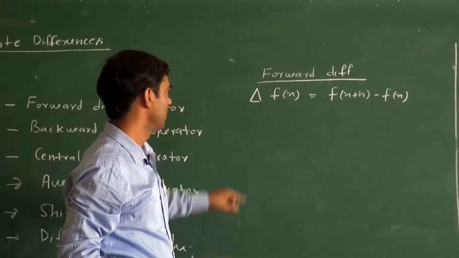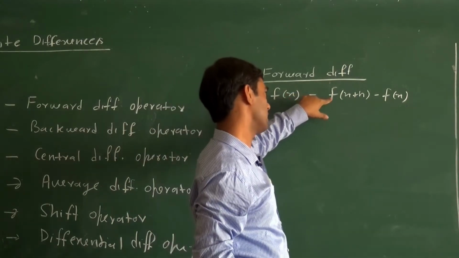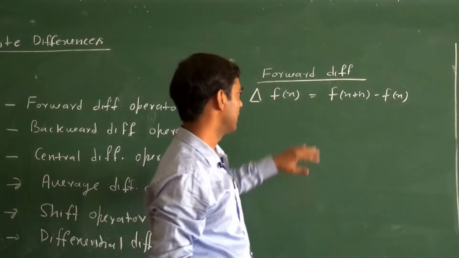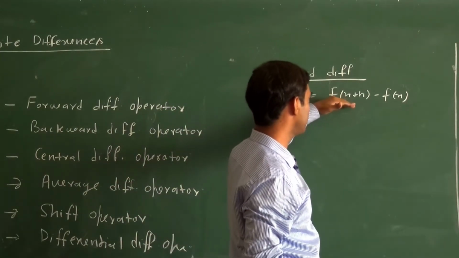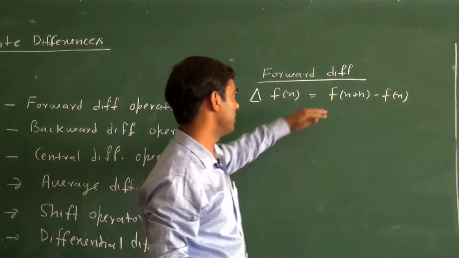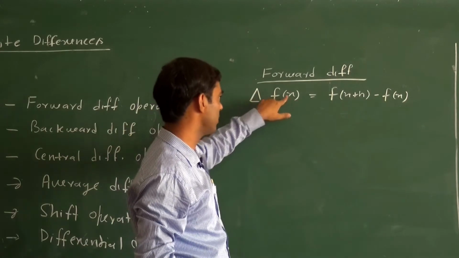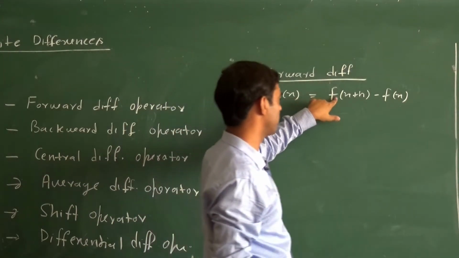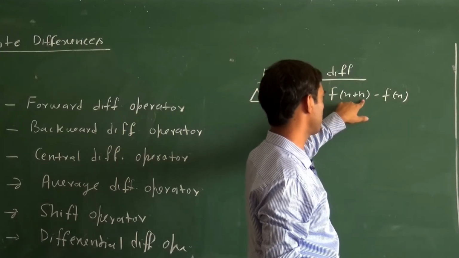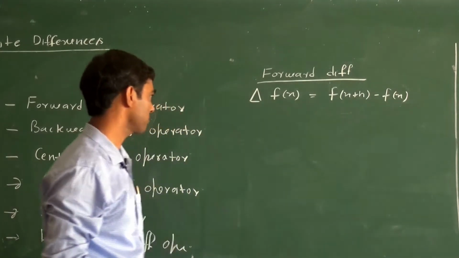The forward difference of a function is f of x plus h minus f of x. It means the difference between the next value and the current value. In terms of x0, if this is f of x0, then this becomes f of x0 plus h minus f of x0, and f of x0 plus h becomes y1, and f of x0 becomes y0.